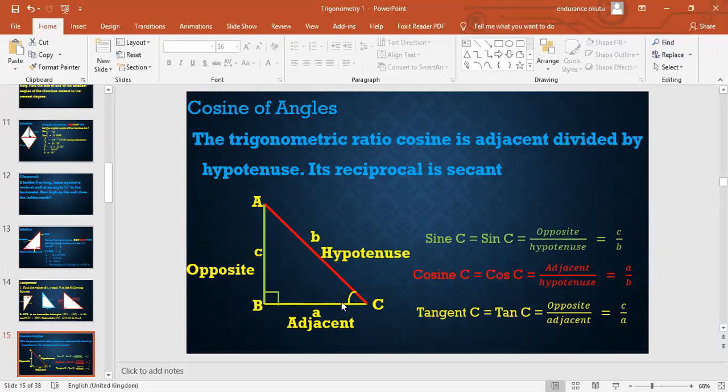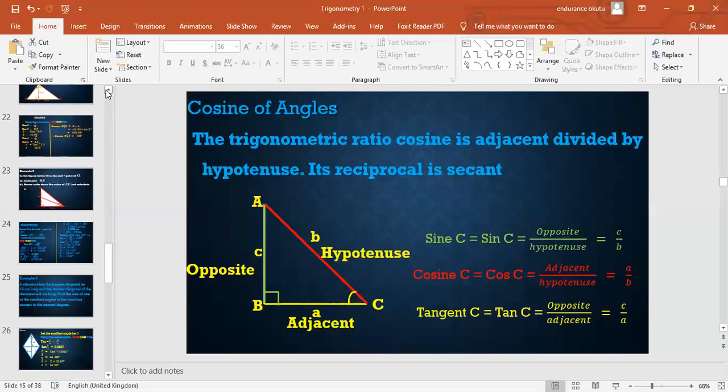So the trig ratio of sine C, which is also represented for short as sin C, is opposite over hypotenuse, C over B. Cosine C, for short cos C, is adjacent over hypotenuse, A over B, and tangent of C, which is tan C, is opposite over adjacent, represented as C over A. So we are going to look at some examples of cosine of angles. All right, now let's look at the first example.